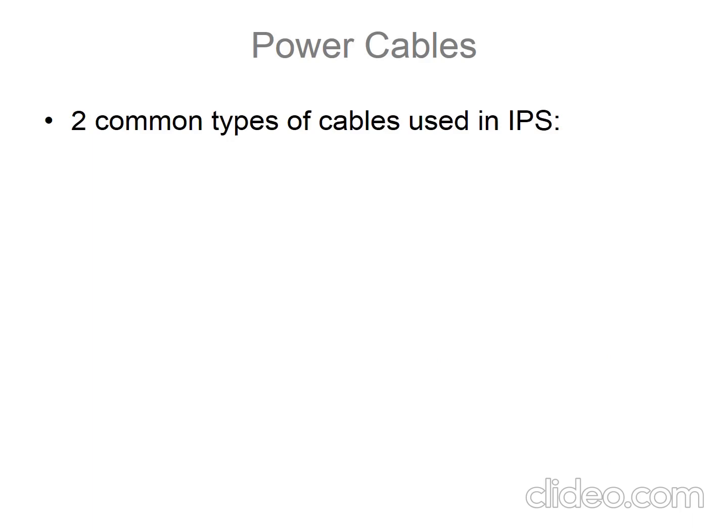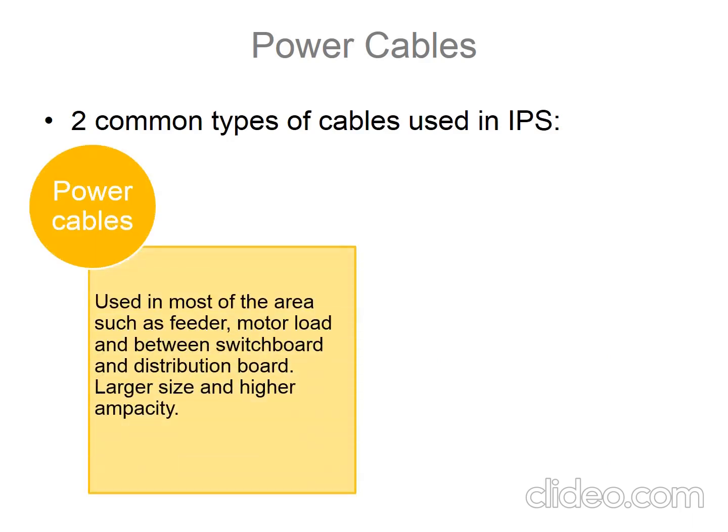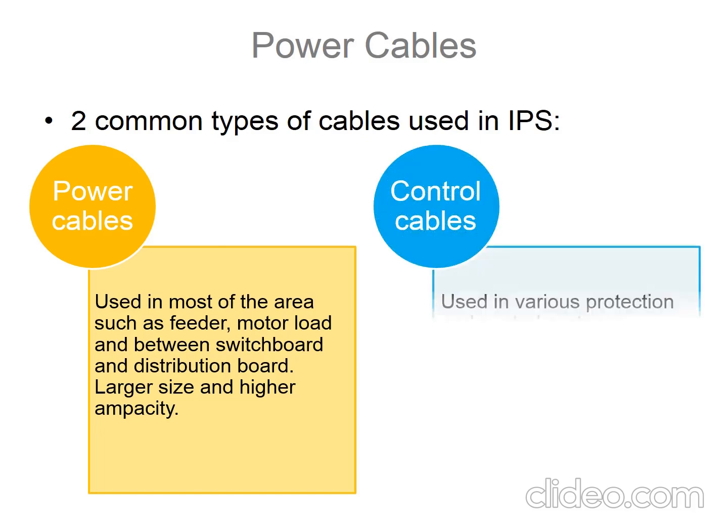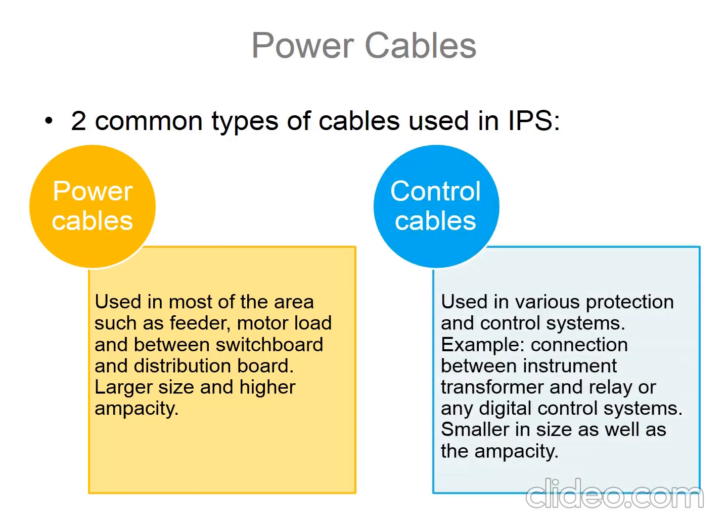First we go to power cables. There are two common types of cables used in IPS. The first one is power cables. Power cables are used in most of the areas such as feeder, motor load and between switchboard and distribution board, used for larger size and higher ampacity. The second one is control cables, used in various protection and control systems, usually of small size as well as small ampacity.